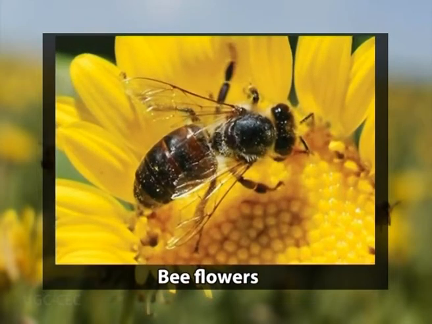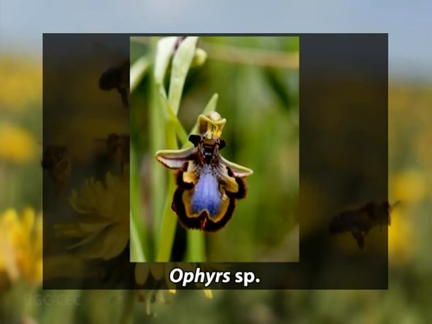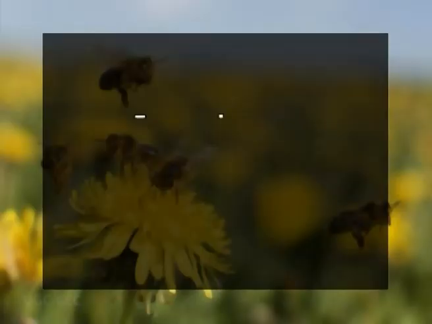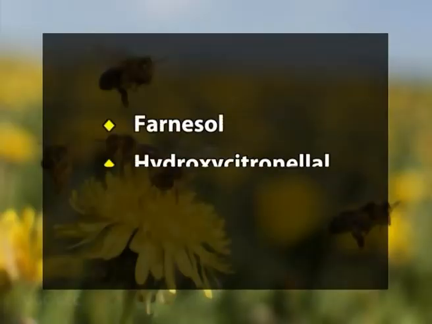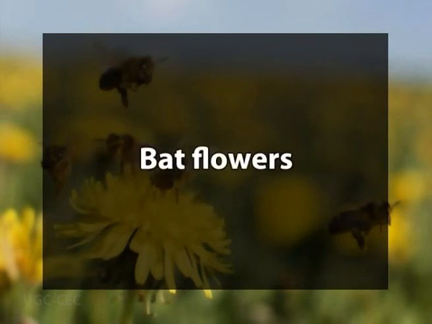Bee flowers produce sweet and fragrant odor. The bees have a strong olfactory sense and thus are strongly attracted by these floral scents. The bee orchid Ophrys emits chemicals which mimic pheromones of bees and wasps, thus attracting these insects for pollination. These chemical attractants include farnesol, hydroxycitronellol, and cadinene.